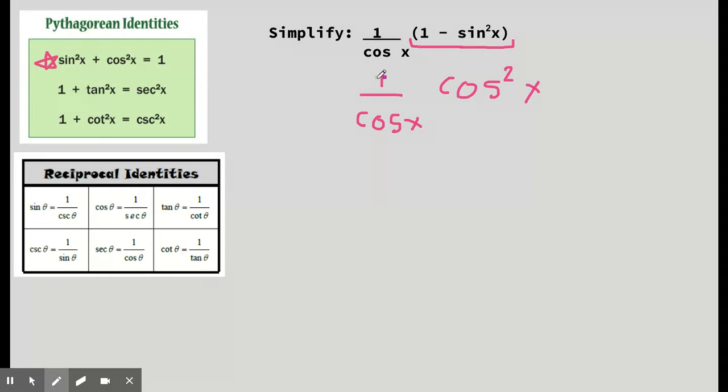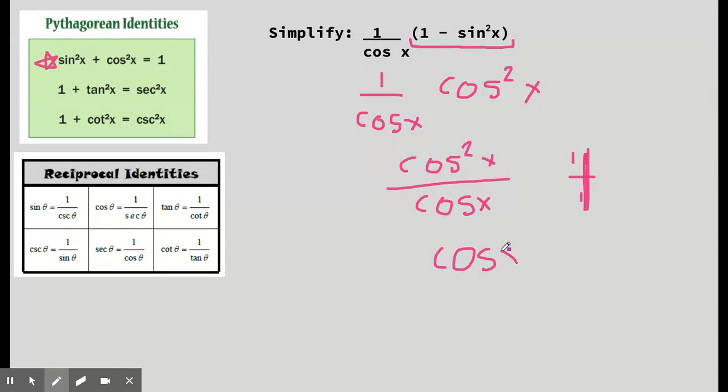When you multiply fractions, it's top times top and bottom times bottom. So this now gives me cosine squared x over cosine of x. I have two cosines on the top, and I have one on the bottom, so one of those is going to cancel out. So ignore this, this is just me brainstorming to show you that I have two cosines on top and one on the bottom. So one is going to cancel, and we're just left with cosine x.